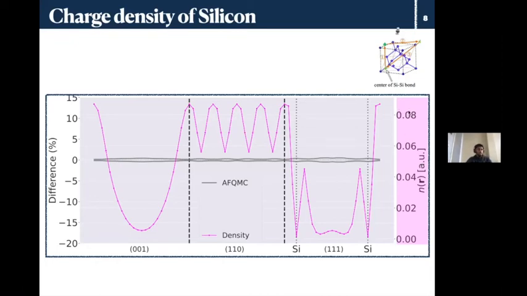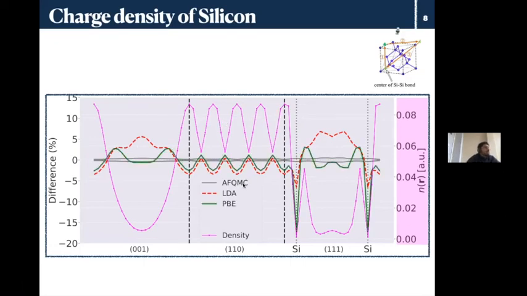The scale is here for the density. And here we have the percentage difference. The gray line is the error bar of QMC. Now we add the LDA. And as you can see here, it has large error on the region of low density. And also it doesn't succeed to describe these wiggles in the middle.